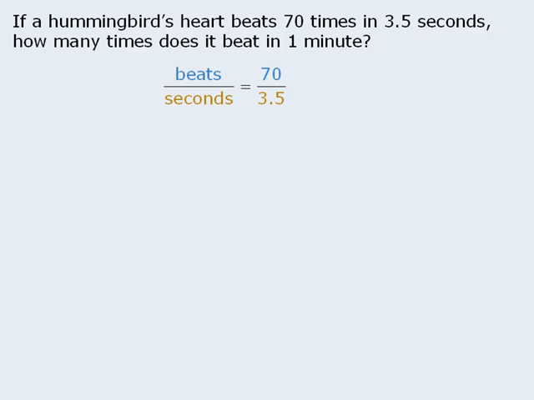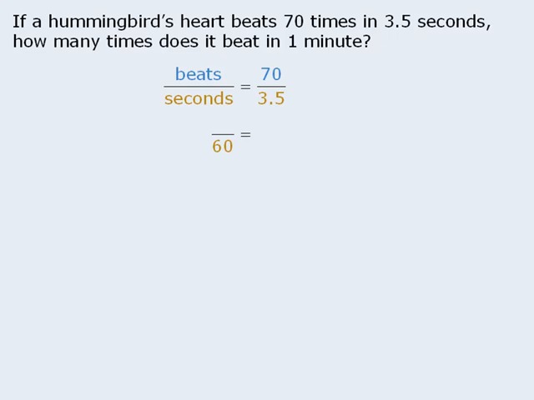Now the question asks us to find the number of beats in 1 minute, but our ratio is comparing the number of beats to the number of seconds. So to use this given ratio, we must use seconds as our unit of measurement. In other words, we need to convert 1 minute into seconds. Well, since there are 60 seconds in 1 minute, we can replace the number of seconds with 60.